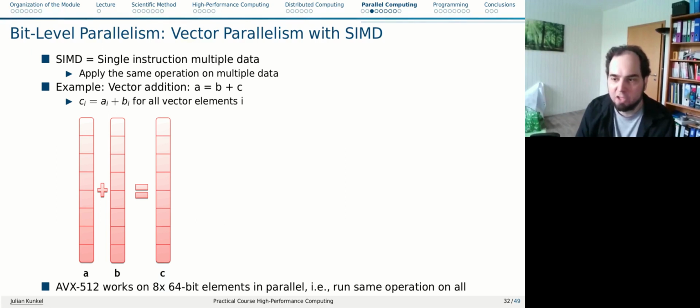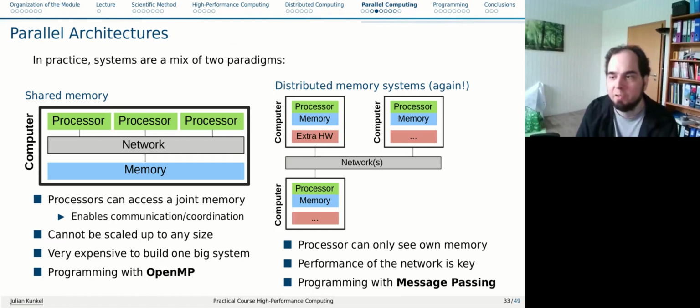And all of these additions happen at the same time. So that means I get 8 additions done at the same time instead of just 1. So that is parallelism on the bit level. So then when we talk on a higher level of parallel architectures, there are a mix of 2 paradigms.